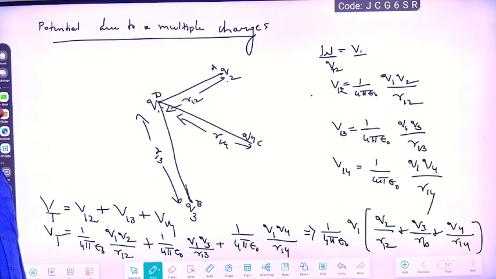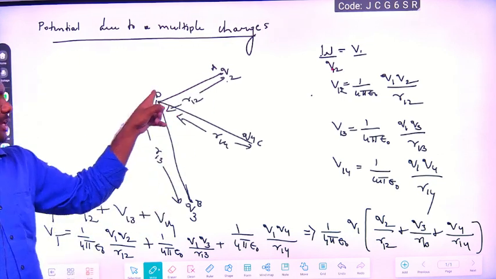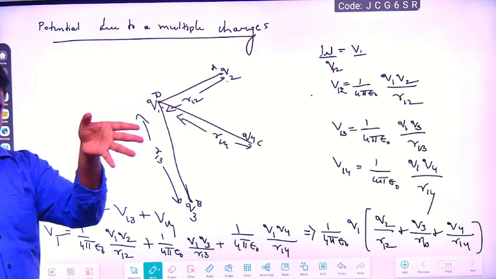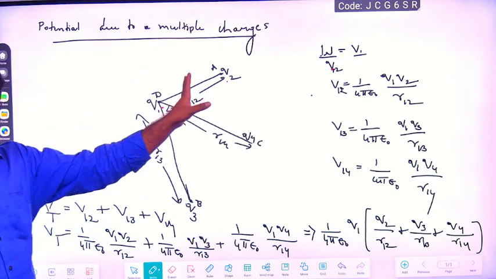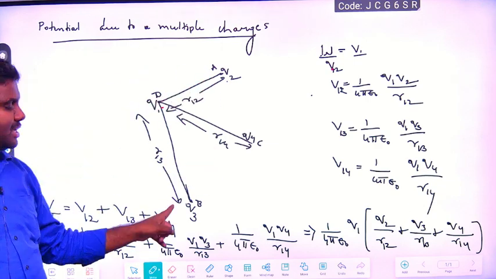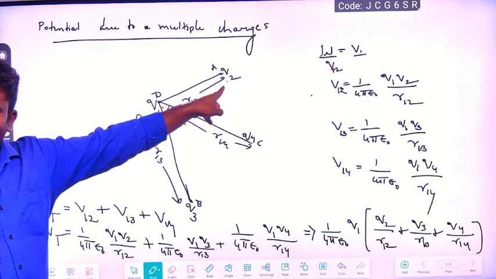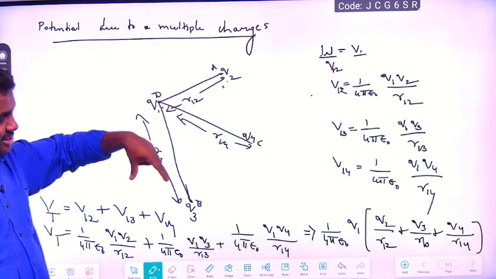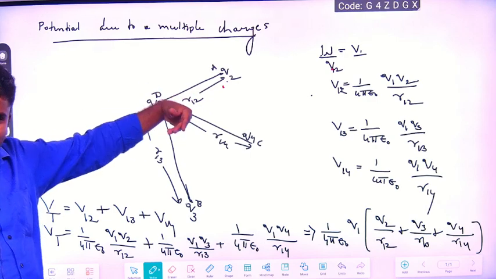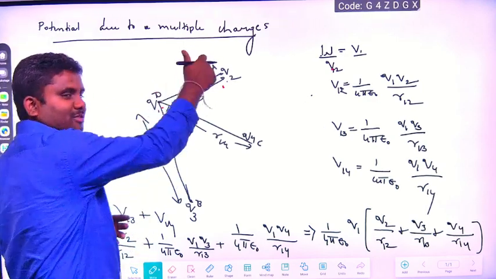If I bring this charge Q2 near Q1, that's fine, because no charge was there before, only this charge I brought. But when I am bringing Q3 towards Q1, this charge was there, no? Even it will also apply force. You need to work even against this force also, right?